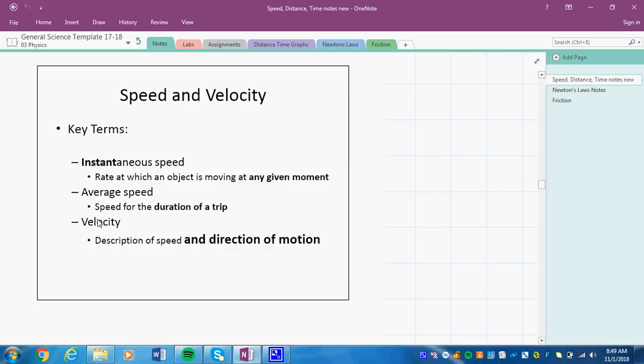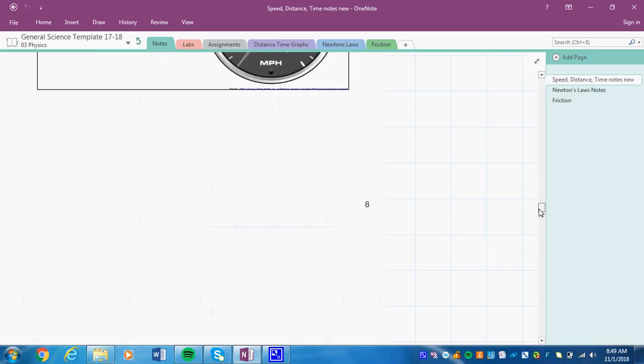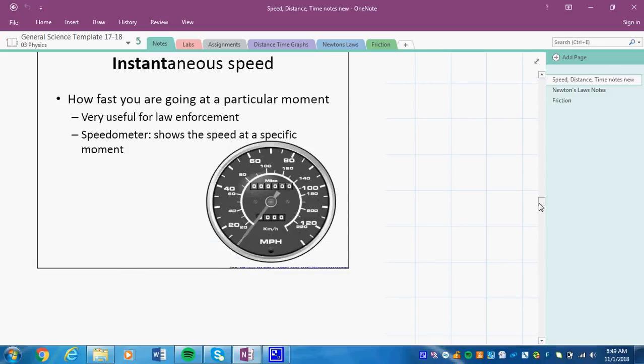Now, when we talk about velocity, we're throwing a direction in there. If I say our velocity is 25 meters per second east or west, now we have an idea of which direction we're going. Very useful, especially when it comes to law enforcement. Mr. Ritter, it looks like you were going 67 kilometers per hour. You're going to get a ticket. Well, I didn't get a ticket on that unless I was in a school zone or something like that.